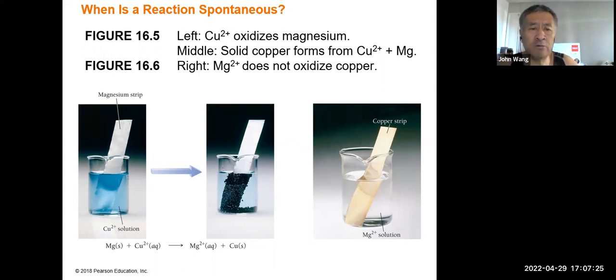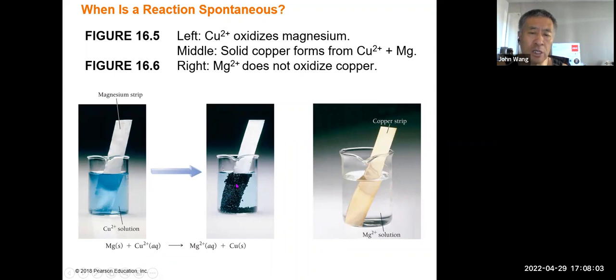So here is one example that is spontaneous. The reaction happens between magnesium and copper. We use magnesium metal, and the copper is initially the copper 2+ ion. By the natural tendency, the magnesium reaction will be on the top, and the reverse of the copper reaction will be at the bottom, so therefore this reaction is spontaneous.